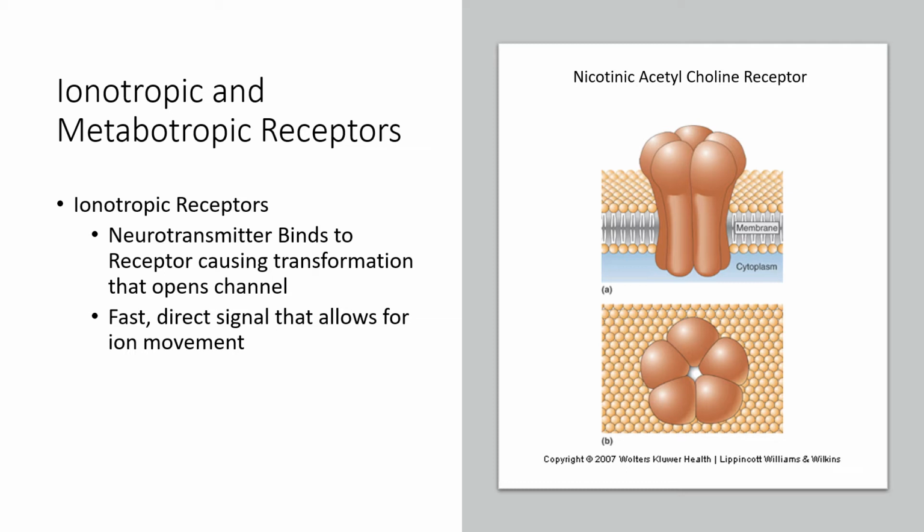So now that we've got our neurotransmitter out in the synaptic cleft, what happens? Well, we have two major categories of receptors: the ionotropic and metabotropic receptors. First, the ionotropic receptor: a neurotransmitter comes in and binds the receptor. In this case, it's an acetylcholine receptor. It binds to that receptor and causes it to open a channel. This allows for fast direct signaling.